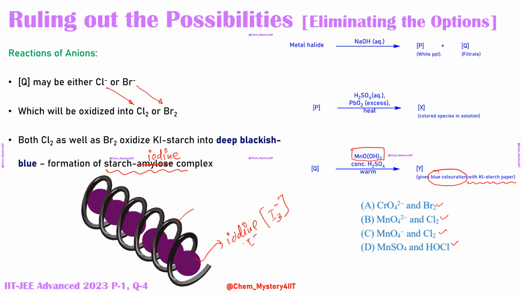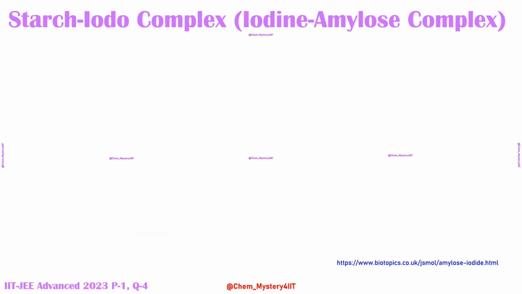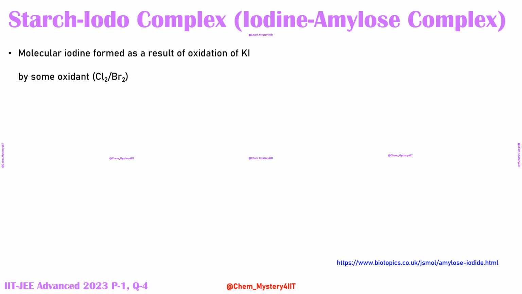And this helix kind of thing is coming from starch, and in starch we are having two things. One is amylose and one is amylopectin. We are talking about amylose over here. Starch also contains some amylopectin as well. This blue coloration is given by the amylose part of the starch. Here we'll look a little deeper into how the starch-amylose complex looks like. Actually, the iodine-amylose complex, we should say better.